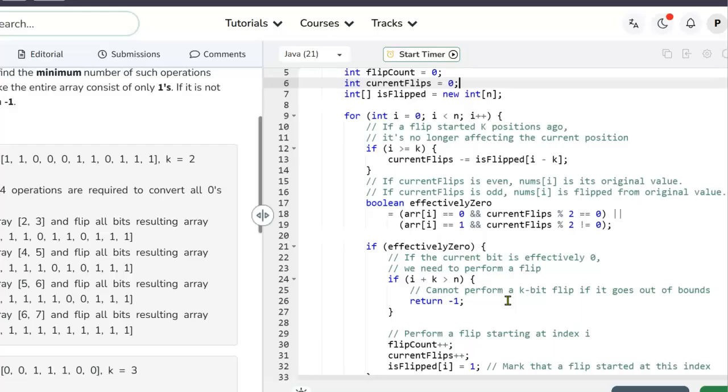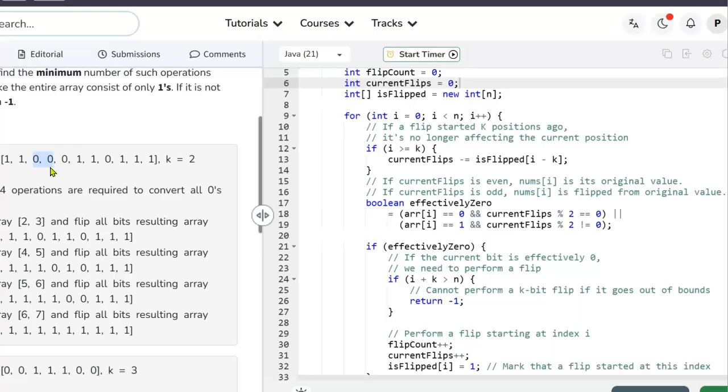Current flips. Okay, current flips refers to current flips within the current sliding window, within the current window of length K. What does that mean? Well, for example, let's look at the first example here, index 2 and 3. All right, when we get to index 2, if we said we're going to do a flip here, well, it's going to flip index 2. It's also going to flip index 3.